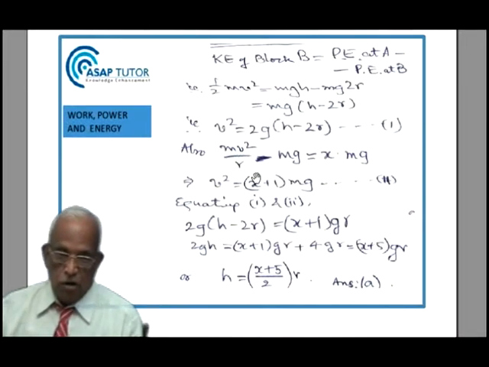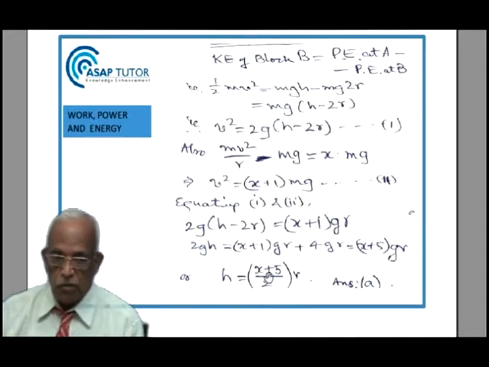Also mv square by r minus mg equal to x into mg, because this is what is happening to the loop. Notice that r is the radius of curvature, so mv square by r minus mg. At that point mg will act downward, so it must be x into mg. That gives me v square equal to (x plus 1) gr, by transposing on the other side. Equating 1 and 2, I observe that 2g(h minus 2r) equal to (x plus 1) gr. So 2gh is equal to (x plus 1) gr plus 4gr, that is (x plus 5) gr. So height is going to be (x plus 5) by 2 into r.